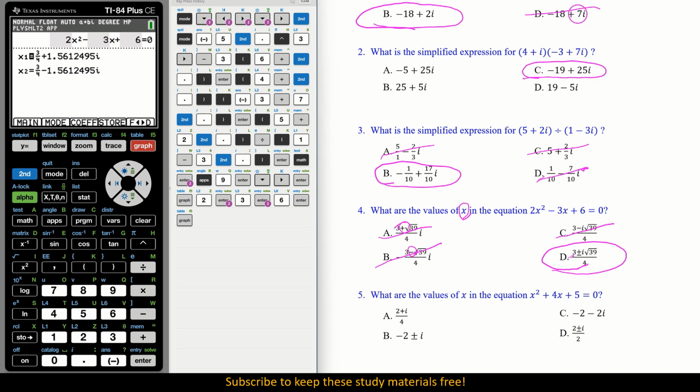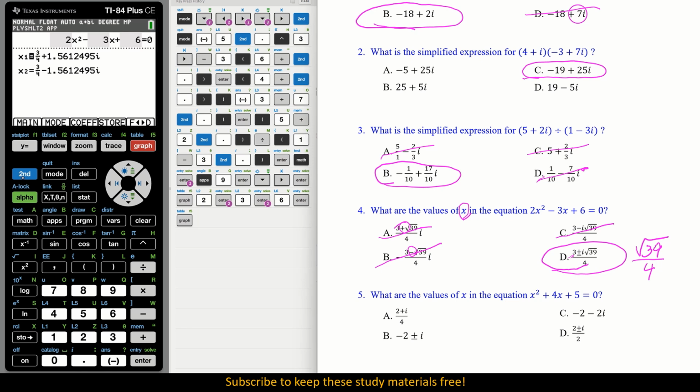Well, I would say, and it is, that the square root of 39 over 4 is 1.5612495 rounded, whatever they've done. So you can check it. That's only one option, D. I'm believing them. I'm buying it, but I'll check it.